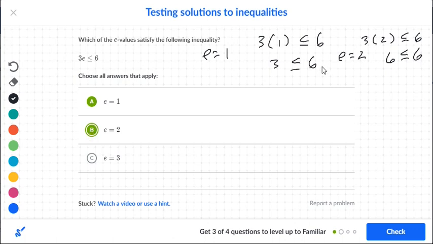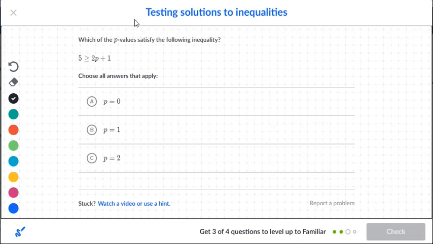Now 3 should fail because we barely made it with the 2, so any number after the 2 is not going to work. So if E is 3, we're going to say 3 times 3, compare that to 6, so we have a 9. Now we're saying 6 is better than 9. We know that's false.